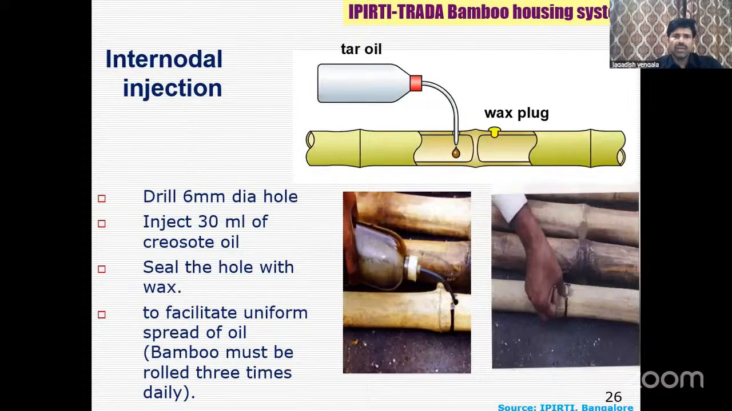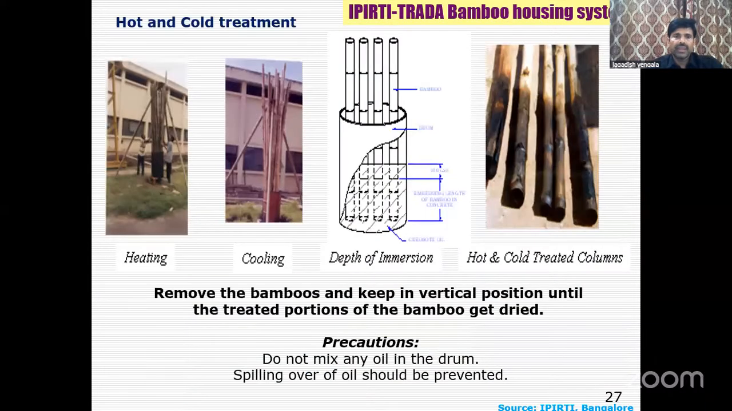As I mentioned already, for internodal injection between two nodes, you make a hole and then inject the oil, seal it with wax, and then to facilitate uniform spreading, you roll the entire portion. So why are we doing this? Because inside there is a starch material which is food for insects, and you are making it pungent so that the insects will not attack.